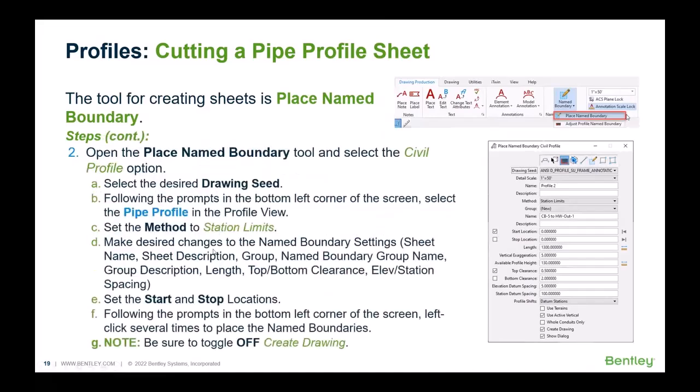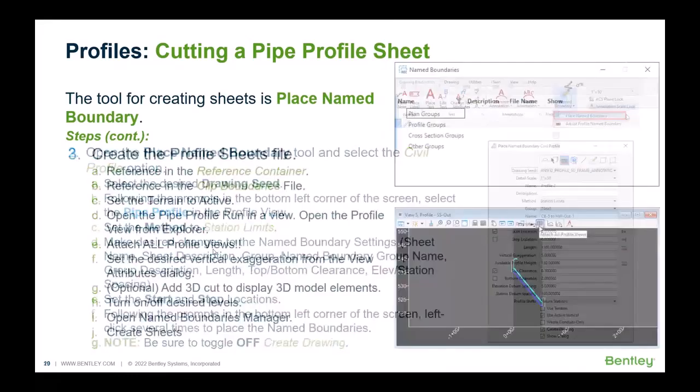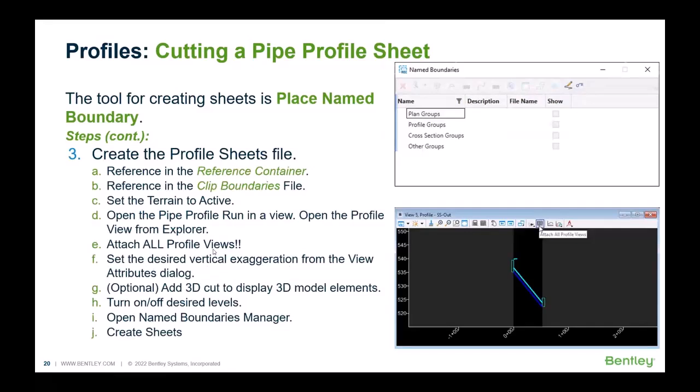The next step will be to create the profile sheets. So we'll use the place name boundary tool, and again we'll reference in the reference container and reference in the clip boundaries, and then we'll attach all the profile views and cut our sheets from the name boundaries manager. So I'm going to actually demo this.